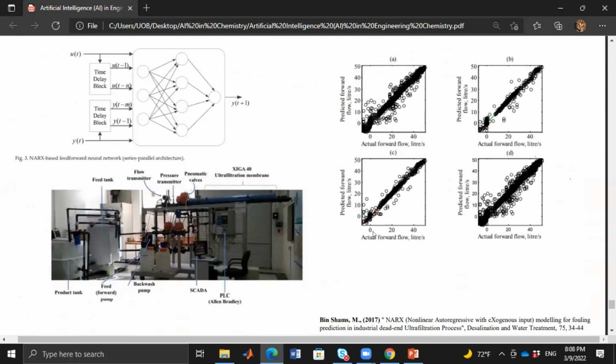This is actually work that I personally did in our lab, and then in Bahrain, at the University of Bahrain, in the chemical engineering department. It's called the ultrafiltration system. It's a complicated system, as you can see. It's a dynamic system. That's why I used a dynamic version of the neural networks.